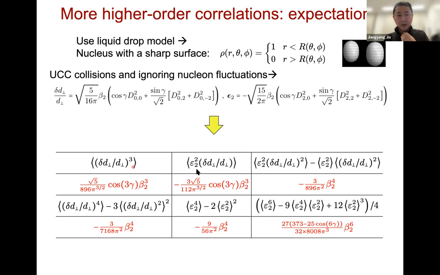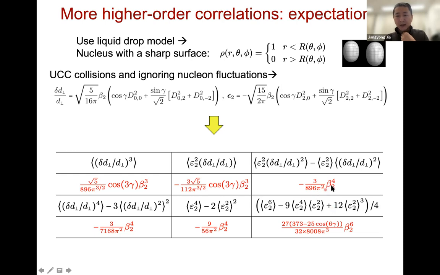So the three particle correlation, which I discussed earlier, always has a beta two cube dependence, but the four particle correlation, this is the epsilon two square and PT variance correlation, is a beta two to the fourth power. This is the PT kurtosis, right? And you can see it's beta two to the fourth power. This is the V two, right? This is the epsilon two four particle cumulant, right? You also have this, and this is the six particle cumulant.